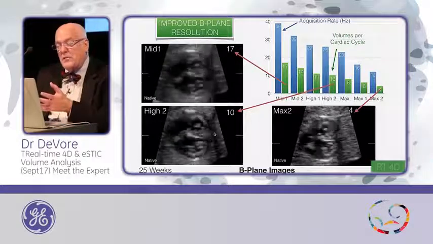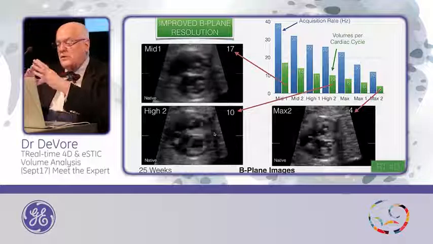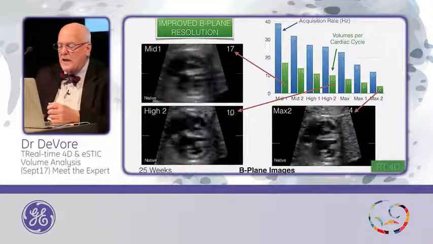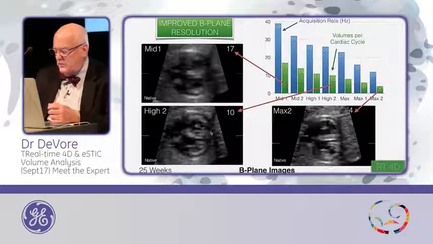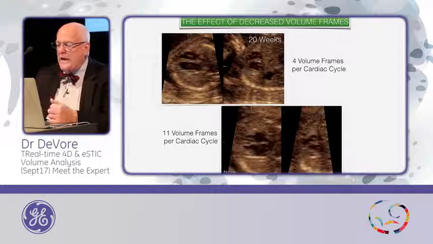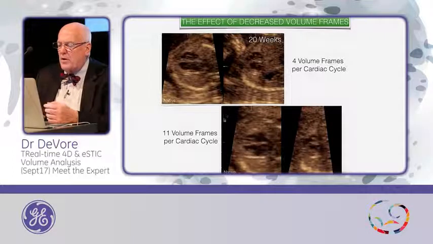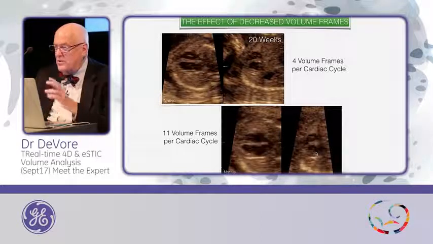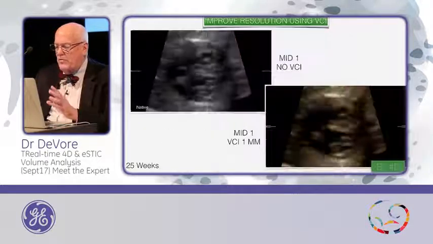You can adjust the depth of the field, you can adjust the width of it, and also you can adjust the resolution. And then this is the picture that you would receive or see in the B plane. And again, the effects of volume frames. Here we are at 20 weeks with 4 volume frames per second, a wide angle versus a narrow one at 11 volume frames per second. So this is important when you consider using the 4D and setting it up.